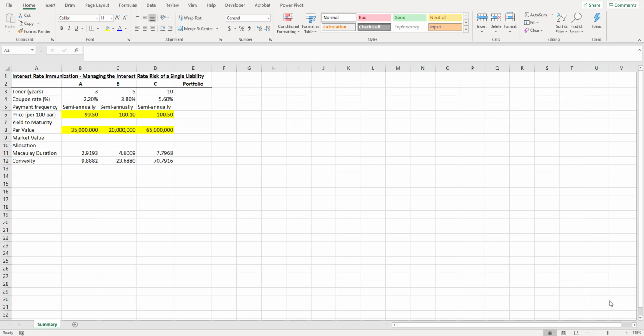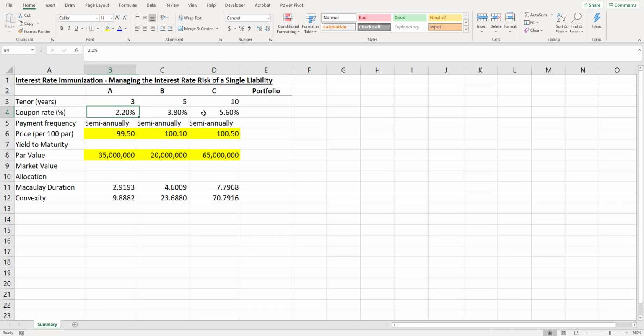Now in this video, I would like to illustrate with the example of a portfolio of bonds how interest rate immunization actually works when we manage the interest rate risk of a single liability. So let's say I have this portfolio of 3 bonds: bond A, bond B, and bond C. A is a 3-year bond, B is a 5-year bond, and C is a 10-year bond.